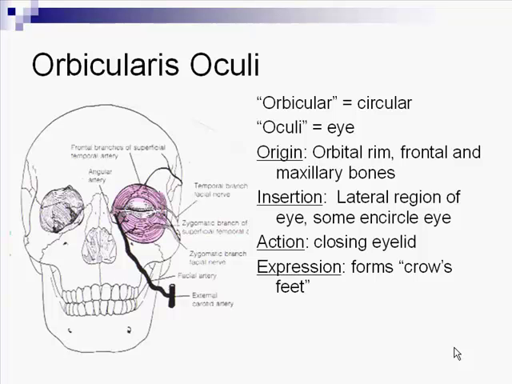Therefore, if you think about the insertion goes towards the origin, it makes sense that the action would be the orbital closes the eyelid forcefully. The palpebral portion closes the eye gently. So basically, this muscle closes the eyelid. Both portions of this muscle, the orbital and palpebral, contract skin around the eye. This expression forms crow's feet from smiling.